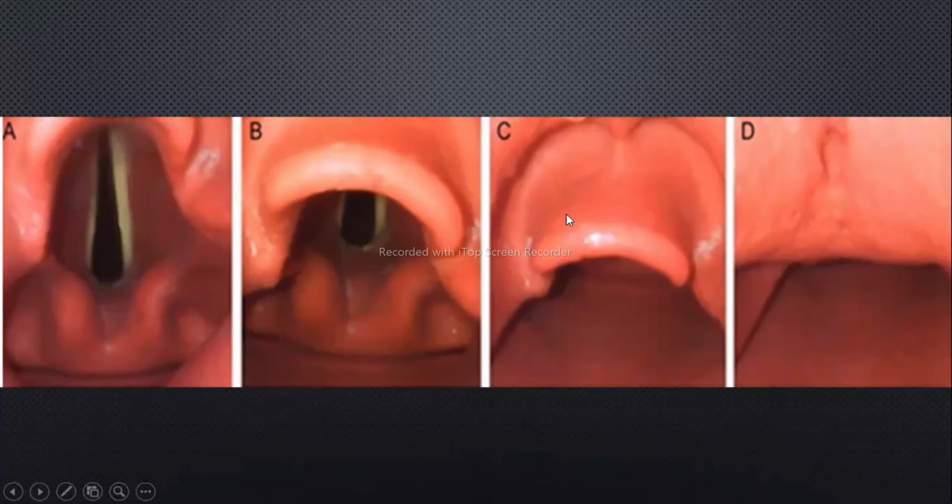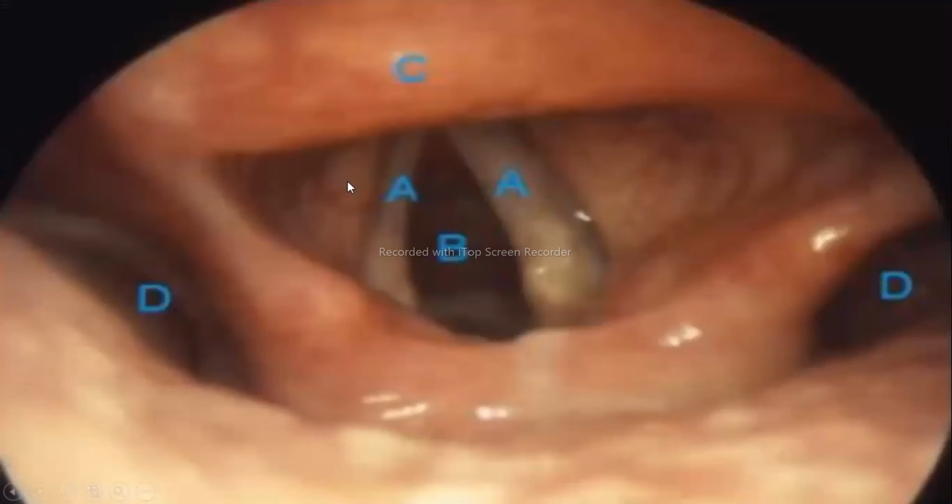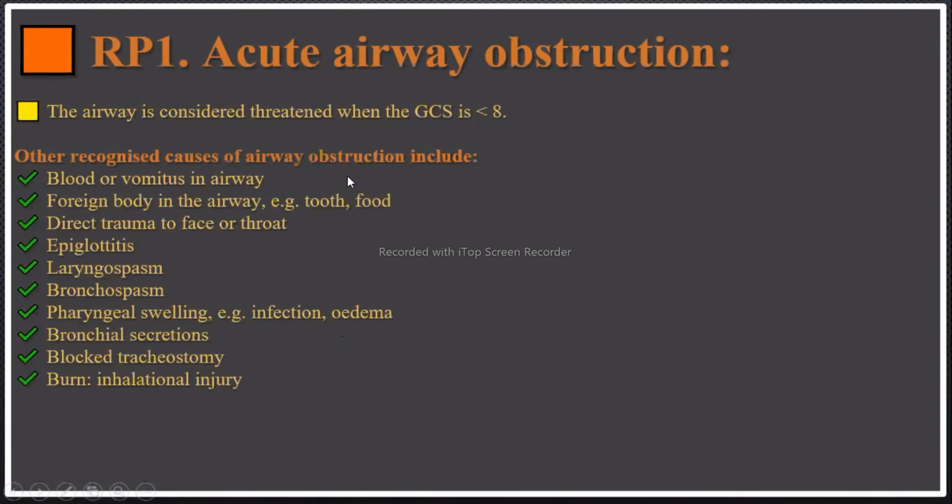So what about image C? Which grade, guys? 3. Okay. Which is the most difficult? 4. So here, for a difficult airway, you have only 4 drawers for plan A, plan B, C, and D. So what is A? Vocal cord. B? Trachea. C? Epiglottis. D? Piriform fossa. Okay.